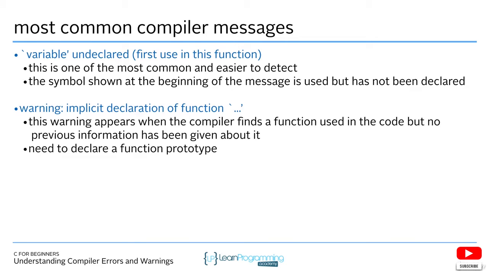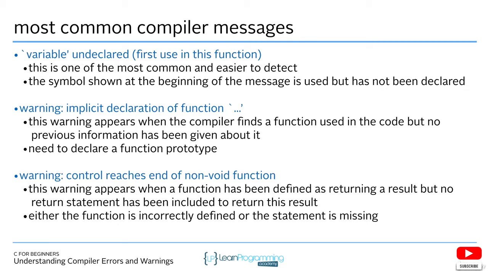A warning, implicit declaration of function. This is related to the function declarations. It's when you're trying to call a function, but the function doesn't have any implementation associated with it. You didn't include the header or you didn't declare it. So it doesn't know where it is, and it doesn't know how the function is declared. It doesn't know the arguments. It doesn't know the return value. It has no information about the function itself. To solve this, always declare a function prototype at the top.